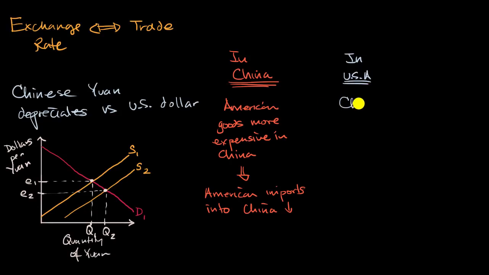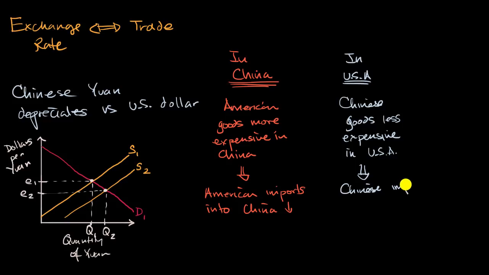So Chinese goods are going to be less expensive to American buyers. So less expensive in the US because each dollar is going to buy more yuan, and assuming that the goods have a fixed price in yuan. And so you could say Chinese imports into the U.S. are going to go up.